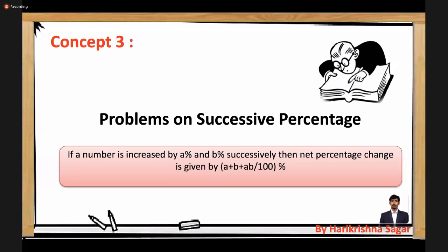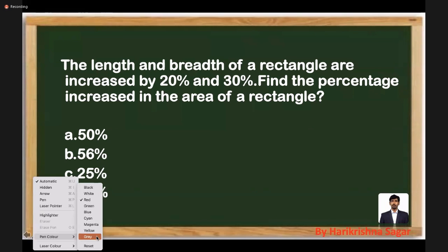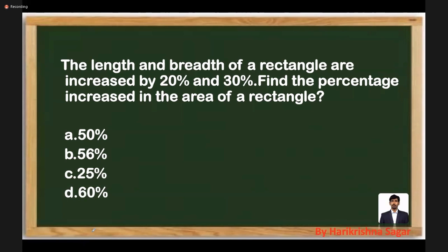A plus B plus AB by 100 percentage. This is a formula which we can use. So if you observe a very simple question which is available on the screen: the length and breadth of a rectangle are increased by 20 percentage and 30 percentage. Then what is the percentage increase in the area of the rectangle?